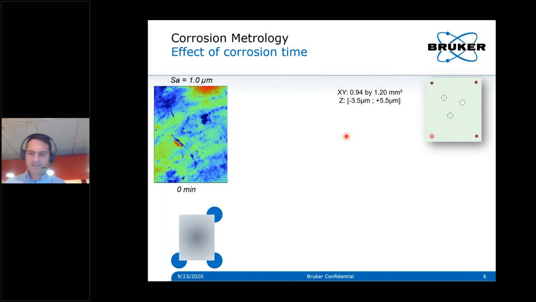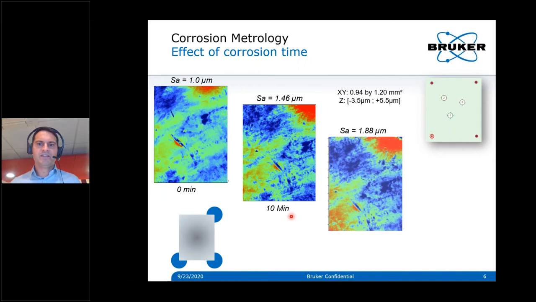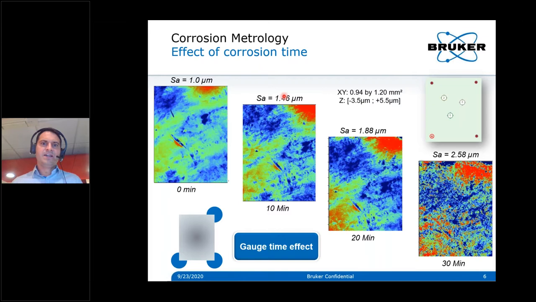In that case, what we see is the initial surface has certain scratches, some curves and pits there already, and an overall mean roughness around 1 micron. If we expose the surface for 10 minutes, or 20 minutes, or 30 minutes, what we see is an increase of the roughness from 1 micron to a mean roughness around 2.6. So we have almost 2.5 times rougher surfaces. What we see as well is repositioning works very well because we can still find this initial mark.